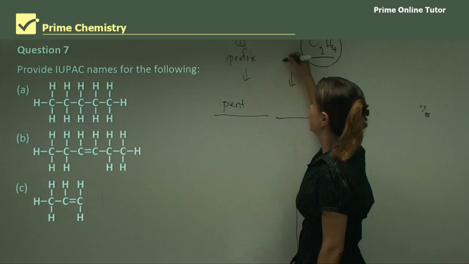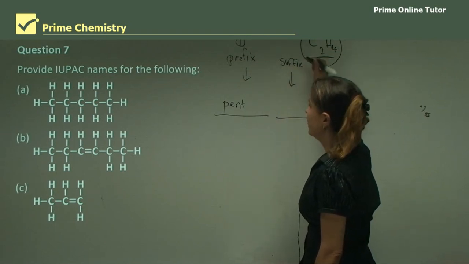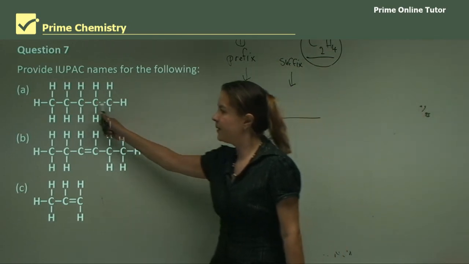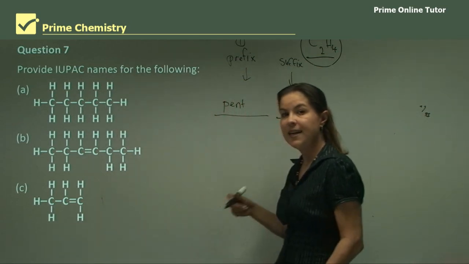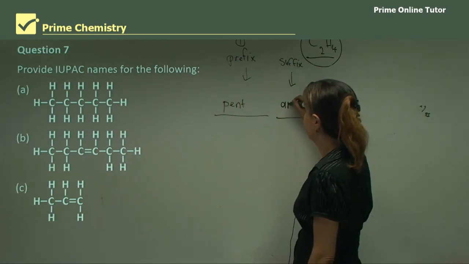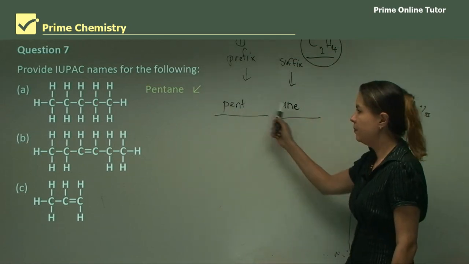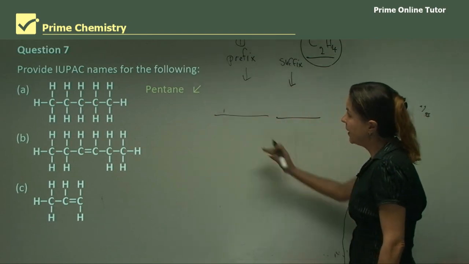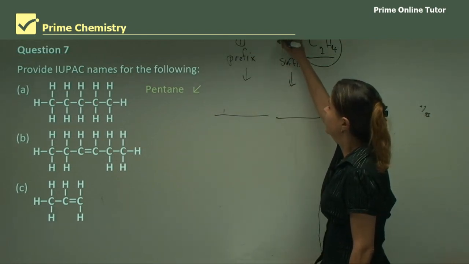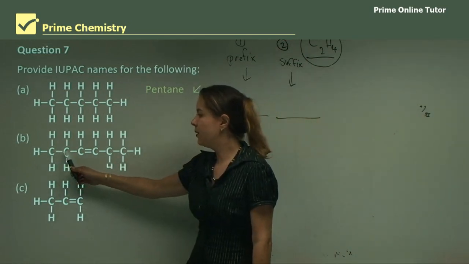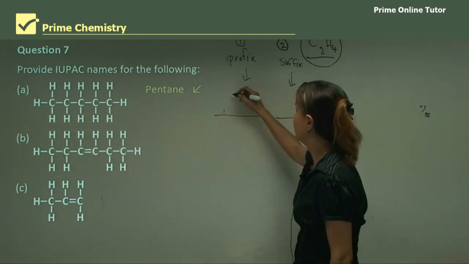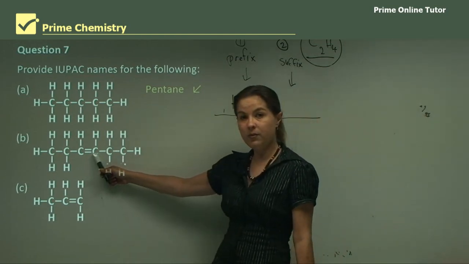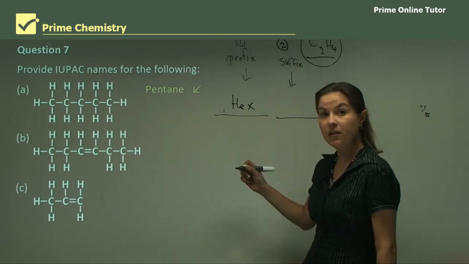That's the first thing we do. And then we look at the suffix. The suffix is whether it's an alkane, an alkene, or an alkyne. And that's to do with the bonding. So because it has all single bonds, it's an alkane. So our suffix will be ane, pentane. So that's part A. Let's look at the second one. Again, start with the prefix. How many carbons? Meth, eth, pro, but, pent, hex. So our prefix is hex. Let's look at our suffix. Now, we have a double bond, so it's an alkene. So our ending is going to be ene.